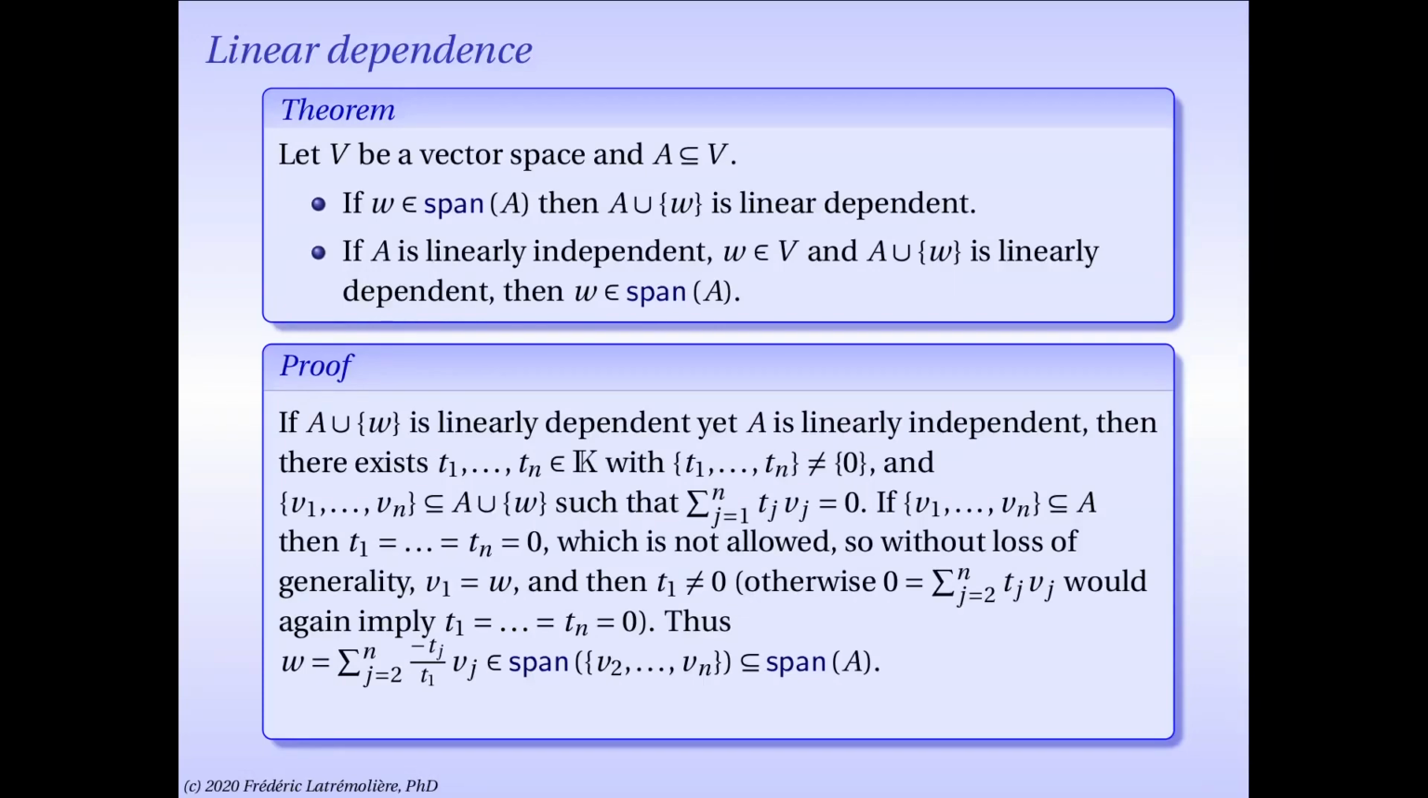So that's what I write here. You can find a bunch of scalars t1, t2, etc., tn, not all of them 0, and a bunch of vectors v1, etc., vn in A union the singleton omega, such that t1 v1 plus t2 v2 plus etc. plus tn vn equals 0.